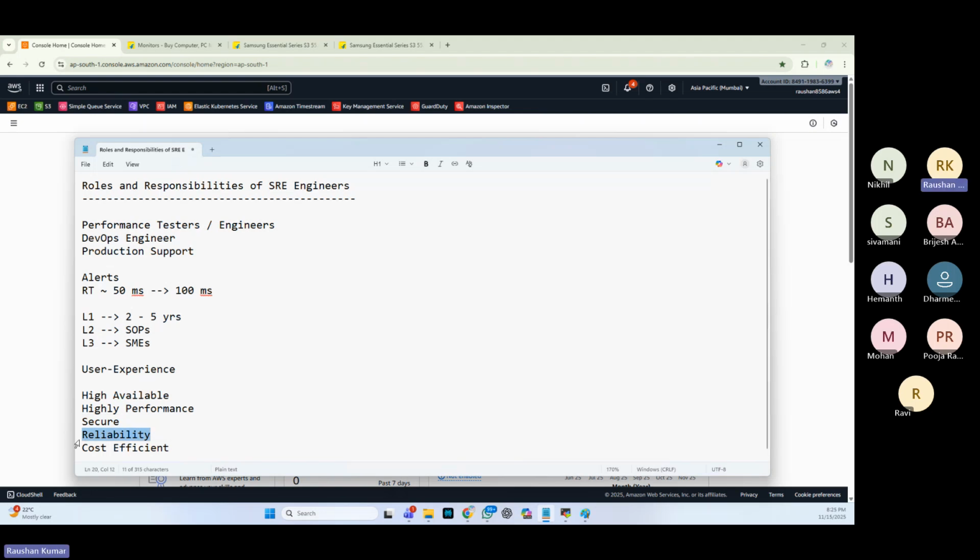Reliability. See, failures will happen. Just now, we talked about auto scaling. What is auto scaling? If a server is down, let's say some problem or failure happened and a server goes down.